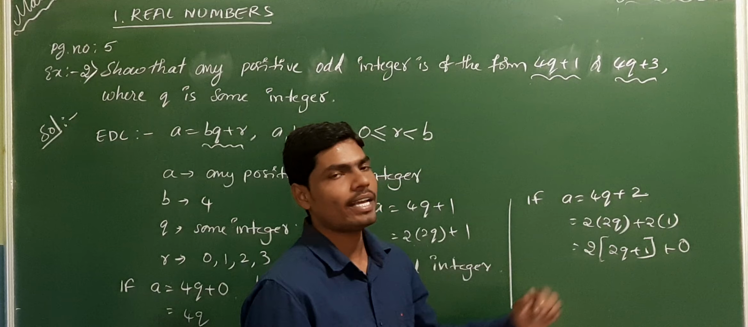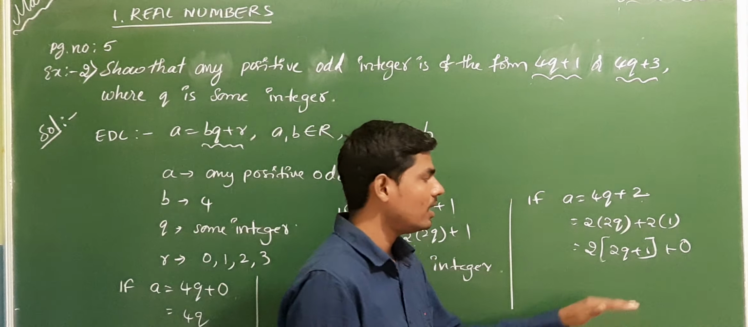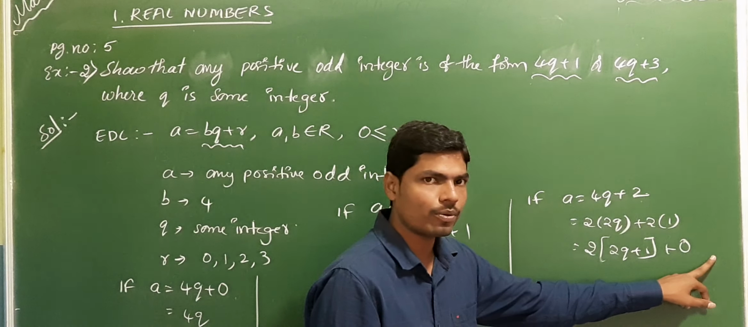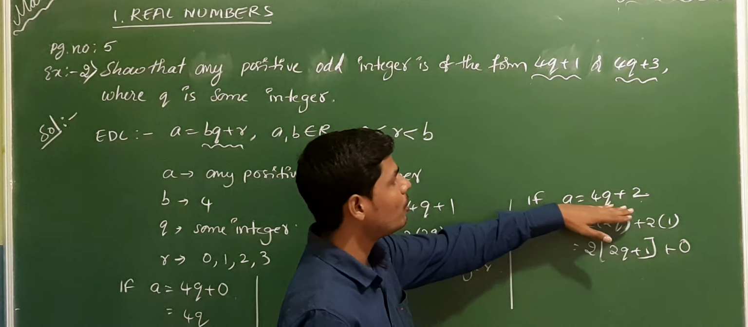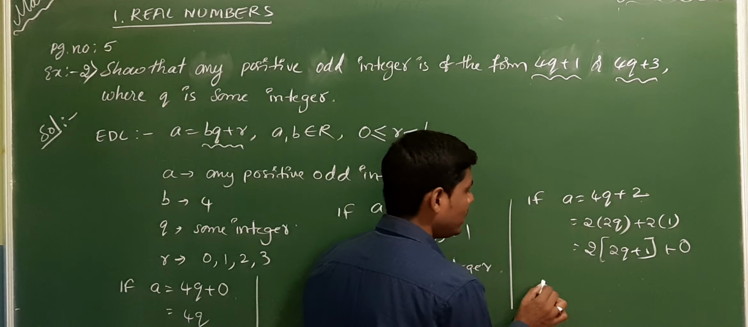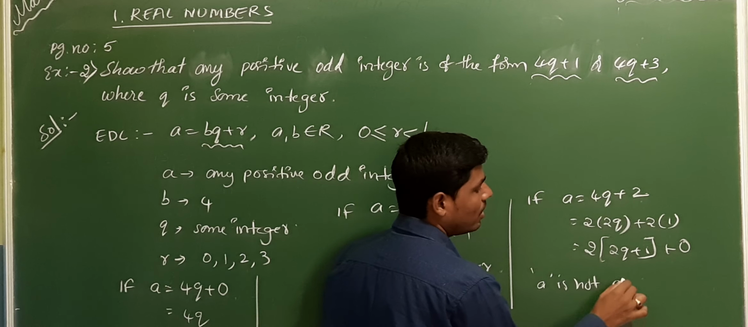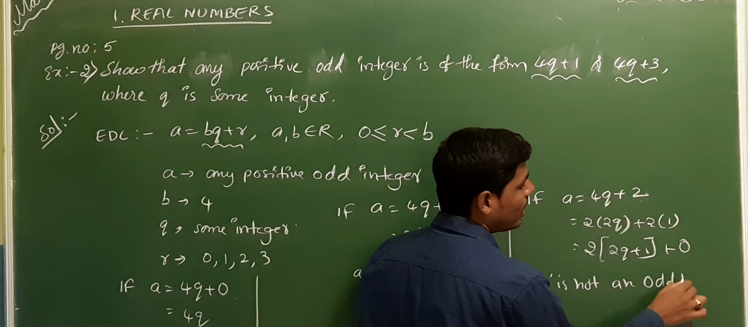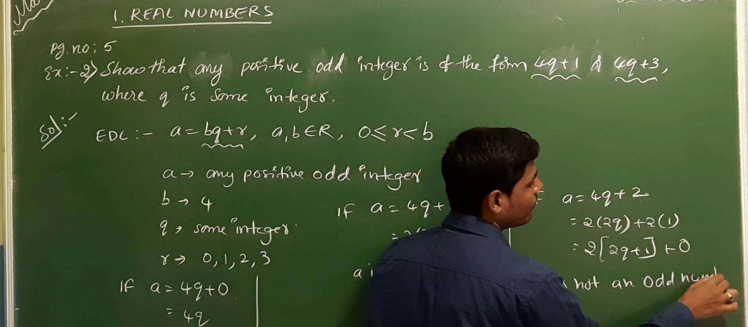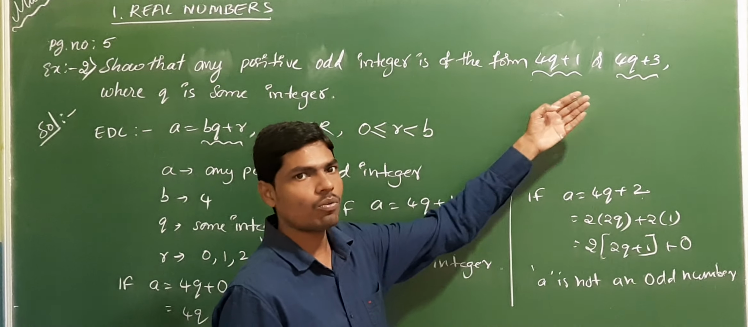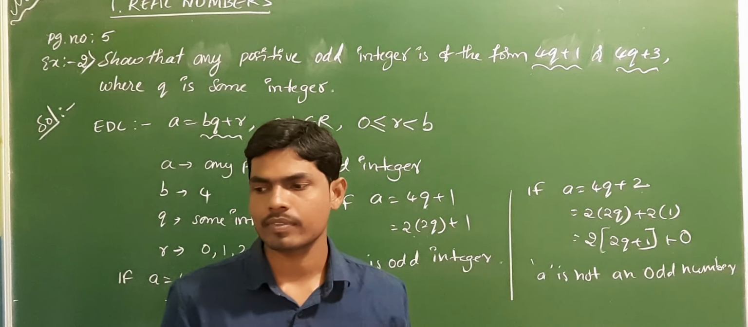Why did we get this? Listen carefully. It is a multiple of 2, so you get remainder 0. So that's why, for 4q plus 2, A is not an odd number. That's why it is not here. Now take the third possibility.